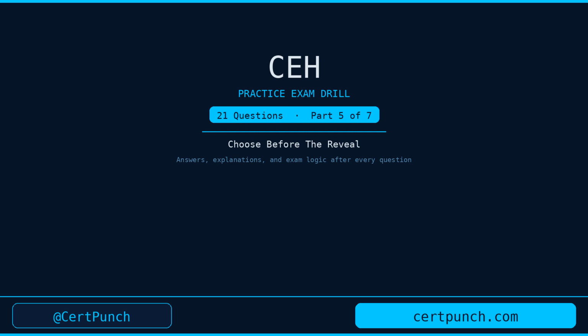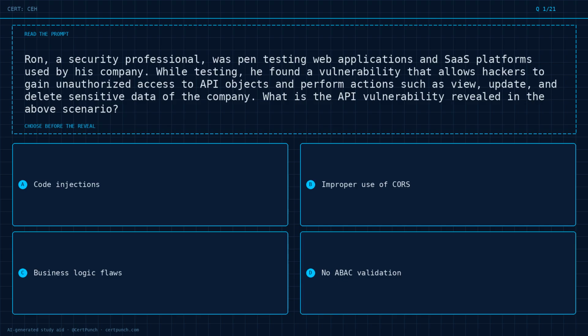Let's begin. Question 1 of 21. Ron, a security professional, was pen testing web applications and SaaS platforms used by his company. While testing, he found a vulnerability that allows hackers to gain unauthorized access to API objects and perform actions such as view, update, and delete sensitive data of the company. What is the API vulnerability revealed in the above scenario?